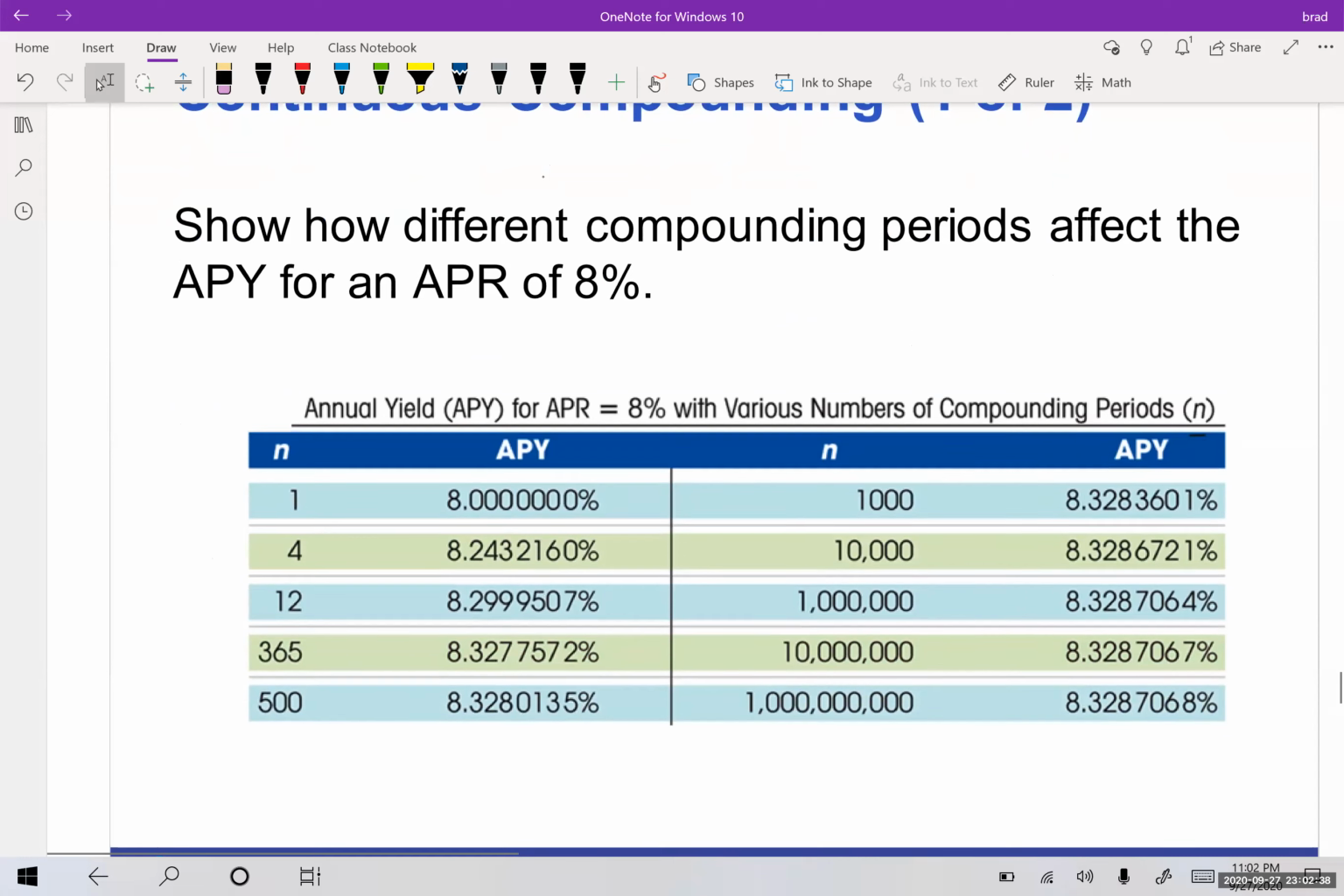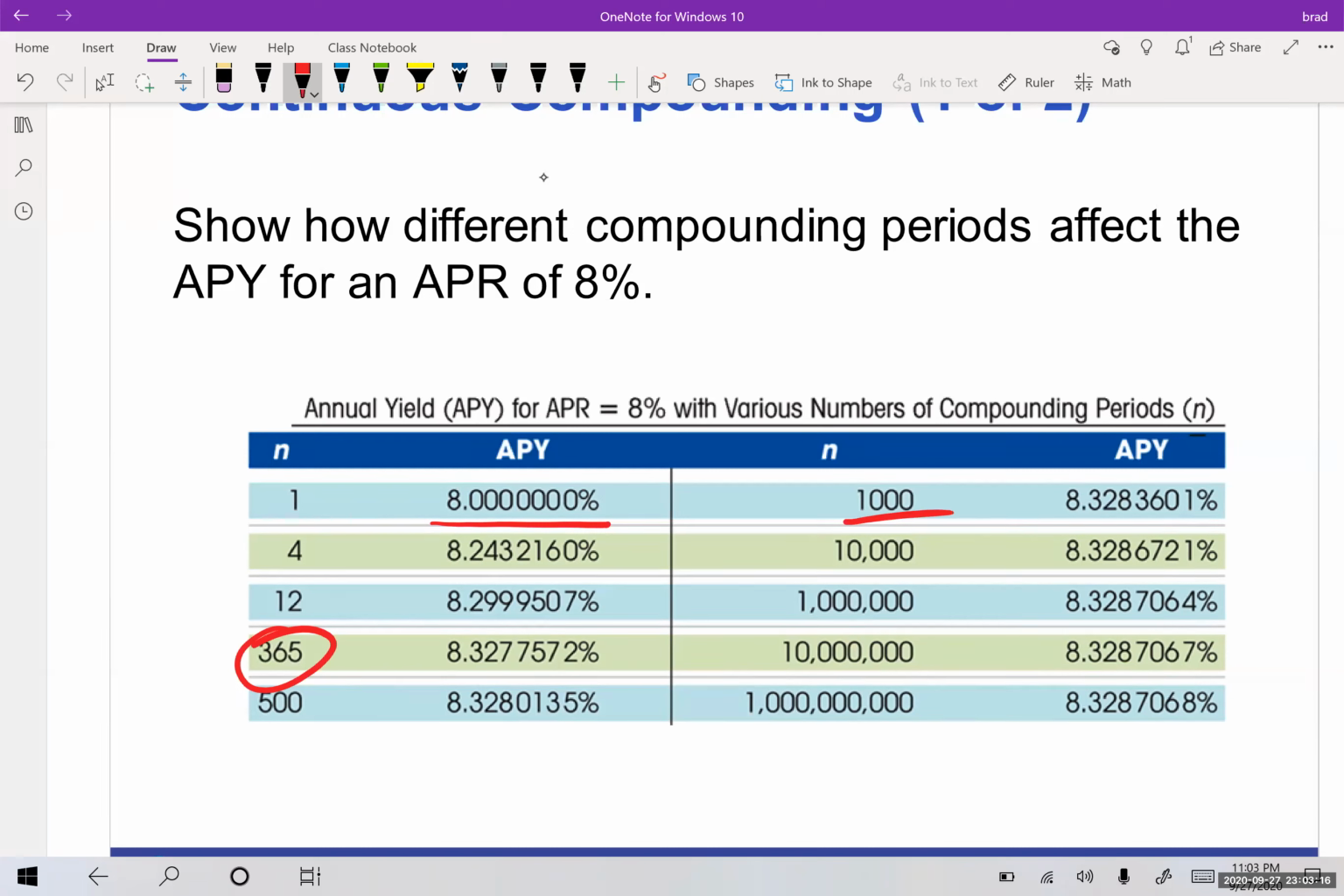So let's see here. Show the difference in compounding periods affecting APY for an APR of 8%. So if you compound once per year, n equals 1, and you have an 8% annual percentage yield. That means it increases with the various numbers of compounding periods n. And then for this one, they're using n equals 4, 12, 365. What does that mean when you see n equals 365? That means they are compounding the interest 365 times a year. That means daily, okay?